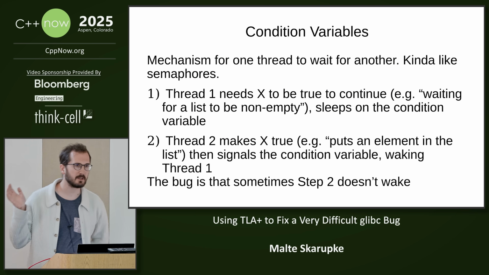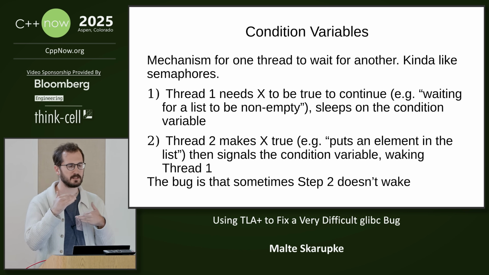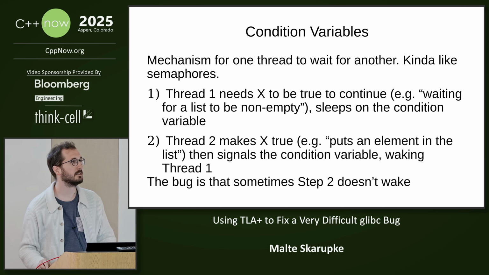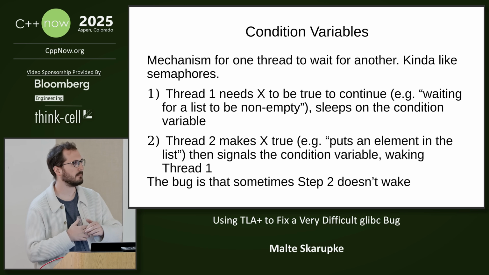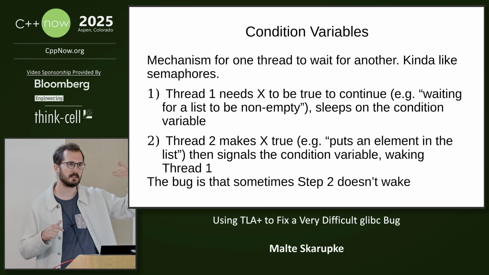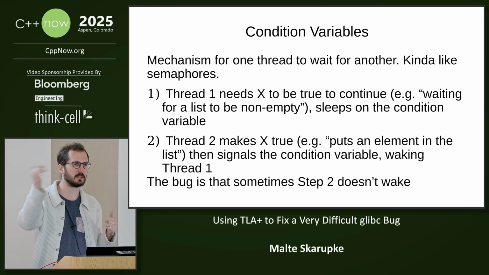So what's this condition variable thing? It's one of those synchronization primitives that you use to build higher level things. You use it when two threads have to agree on a condition. So one thread needs a list to not be empty before it can continue, and some other thread makes that true. It puts an element in the list.